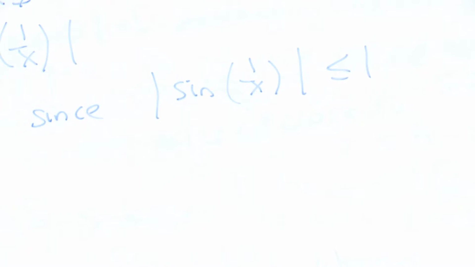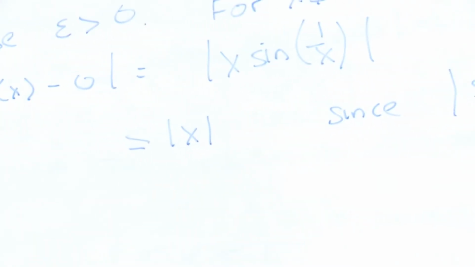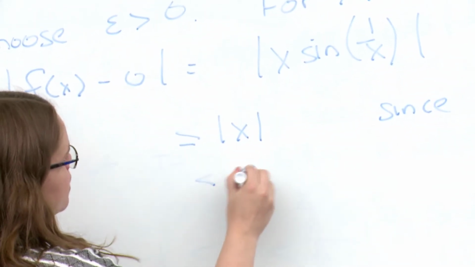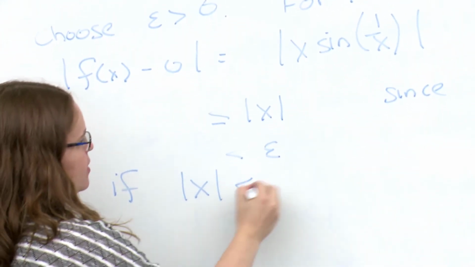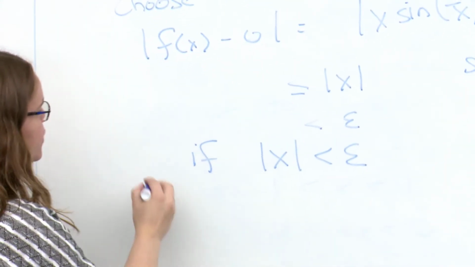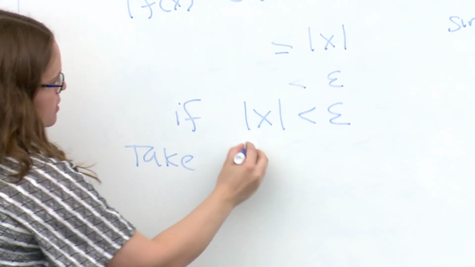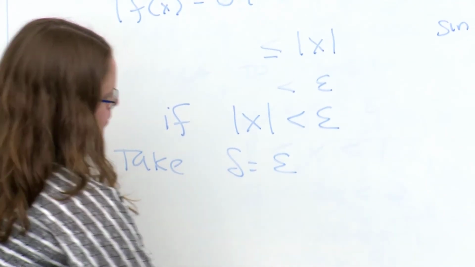OK, and with that observation, this becomes a really simple problem to finish, right? I want this to be less than epsilon. And this is true as long as I take x to be less than epsilon. So here we take delta equals epsilon.